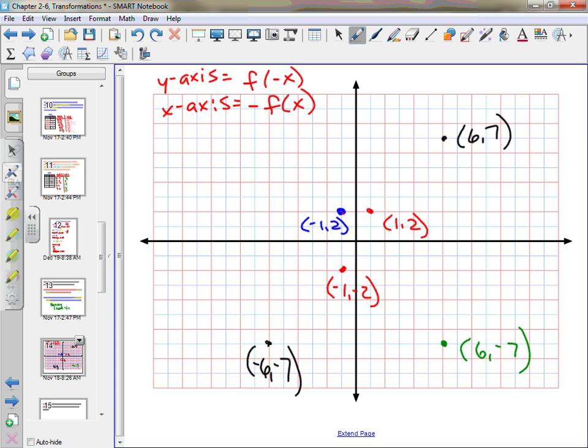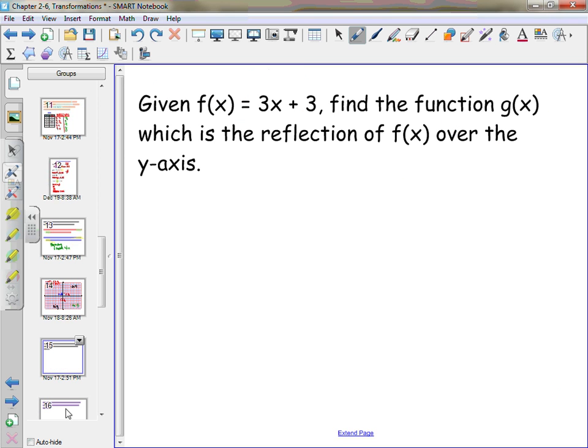Do we understand this whole concept of reflecting over the x-axis and the y-axis, and which one changes and when and why? Yes? Because what you have to be able to do now is come up with a new function g given a function f. So the function that I give you is 3x plus 3. I want to find the function g of x, which is a reflection over the y-axis.